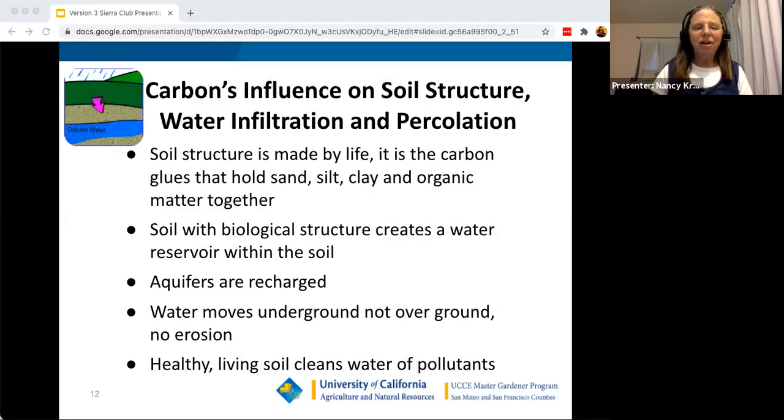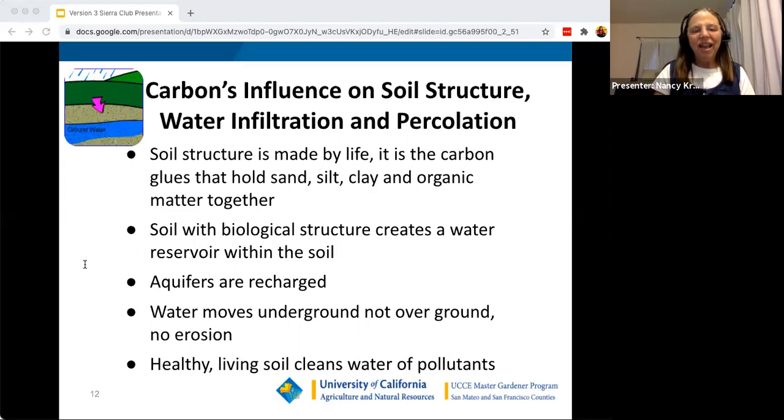So now we're going to talk about carbon's influence on soil structure, water infiltration, and percolation. First, you should know that more water is held in soil than in all the freshwater lakes, ponds, rivers, streams, and creeks. Okay, soil's pretty important, isn't it? So how water moves through soil is also really important.